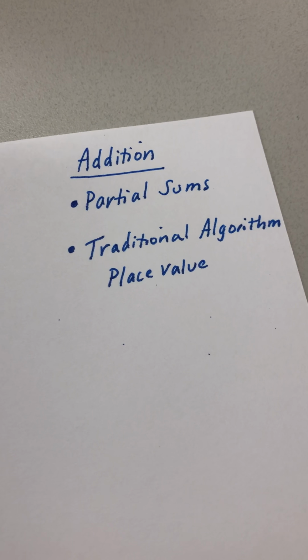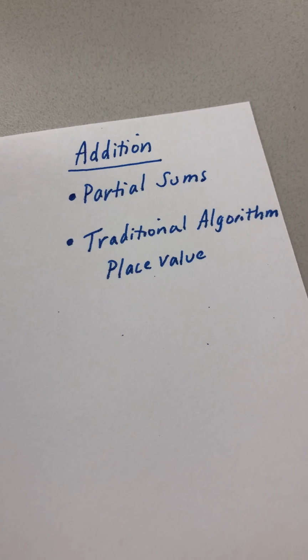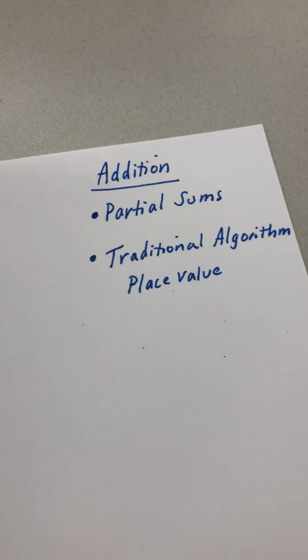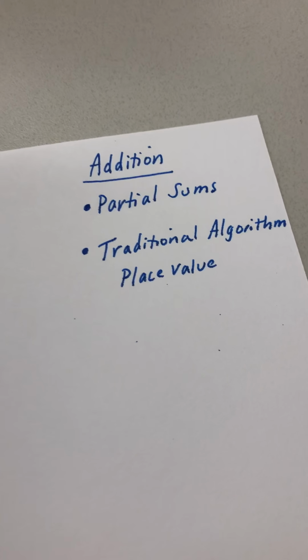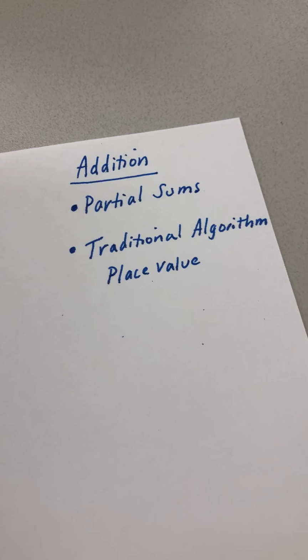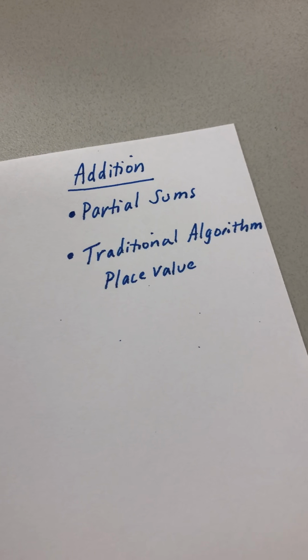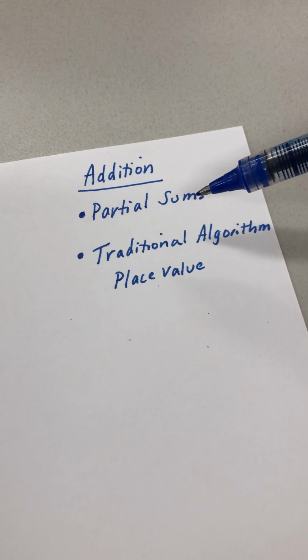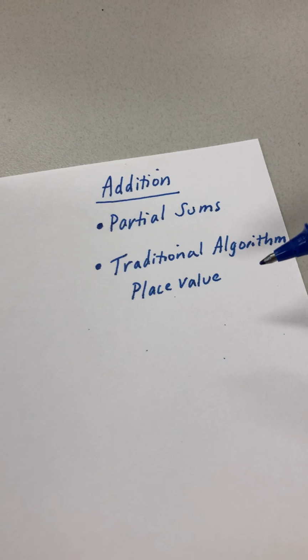Students are very excited about this because they're thinking easy street, they already know how to add, this should be a piece of cake. And in truth, yes, we do already have algorithms and strategies for addition, so this shouldn't be that difficult. But we're going to be doing addition in problem-solving scenarios and also using estimation. We're also going to be looking at using a couple different strategies, one of them being partial sums and one being our traditional algorithm of place value, which also involves regrouping.